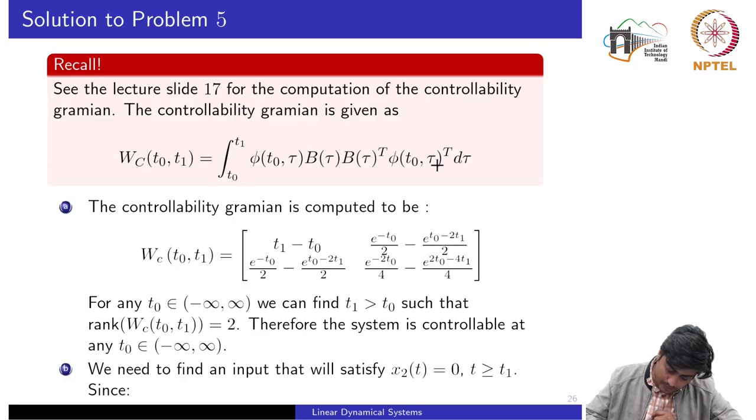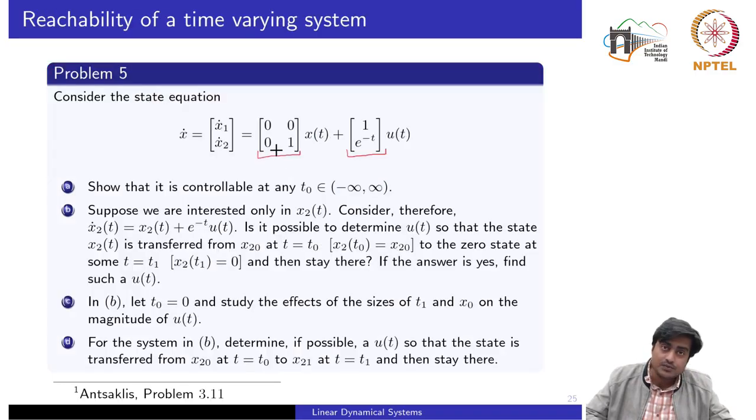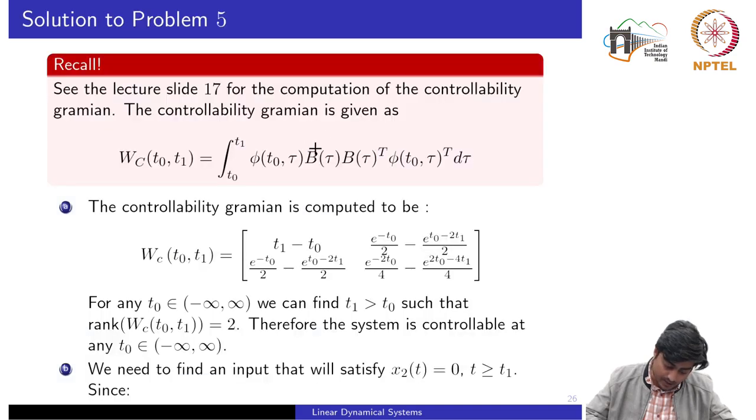The controllability Gramian can be computed by using this formula, where this phi is the state transition matrix. Since we have this A matrix, which is pretty simple, you can directly compute the state transition matrix without any difficulty. By putting that matrix and multiplying with this B matrix, we finally obtain this controllability Gramian. Now, for any t1 and t0, you can check the rank of this matrix. You would find the rank is always 2, meaning to say that the system is completely controllable.